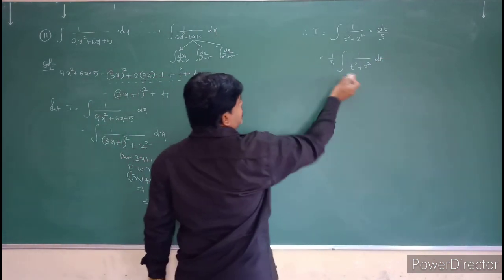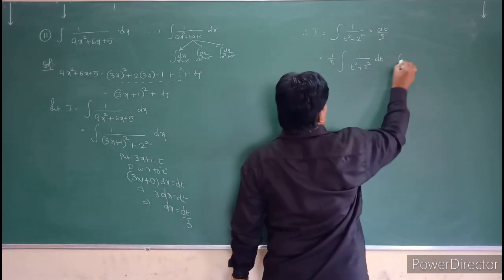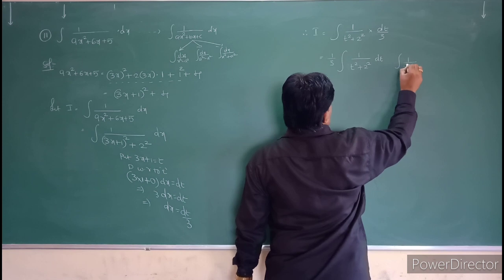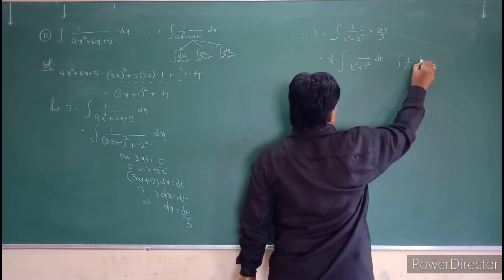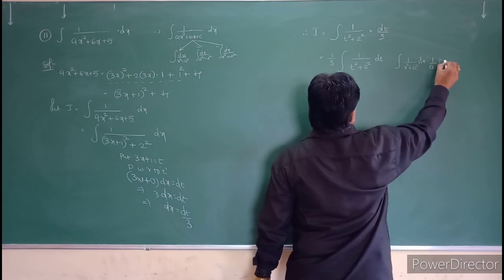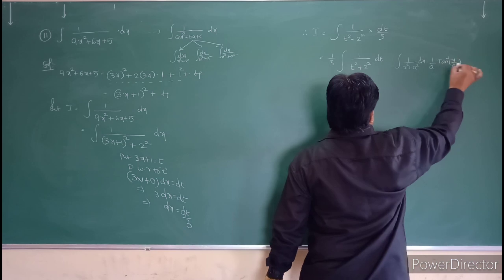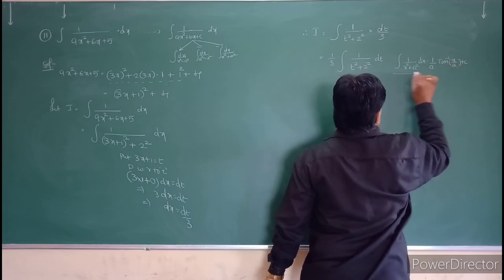So that is equal to, what is this formula? Anyone can tell the formula? Integral 1 by x square plus a square into dx. What is the formula? 1 by a into tan inverse of x by a plus c. See that formula?